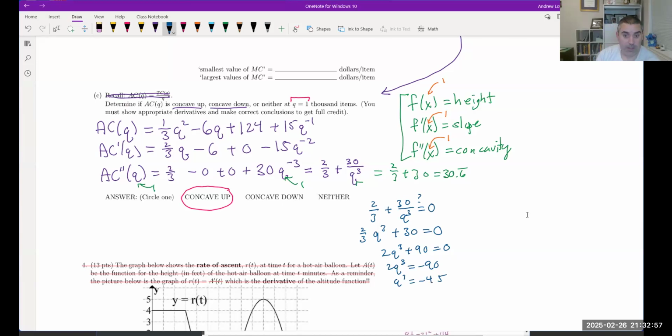The cube root of negative 45. And you could draw your number line. And somewhere over here is the cube root of negative 45. And I suspect it's positive on this side and negative on the other side. But that's overkill because the question did not ask us to do the full analysis. It just was saying what's happening at 1. I don't know, 1 somewhere over here.